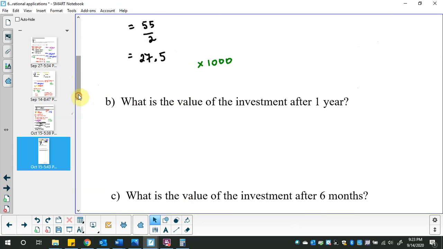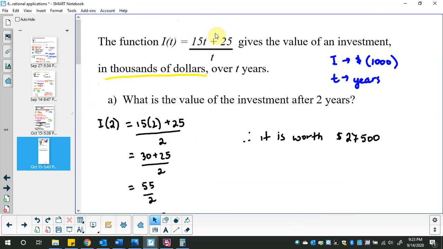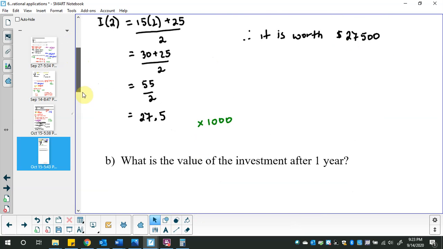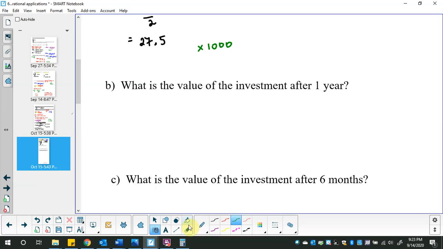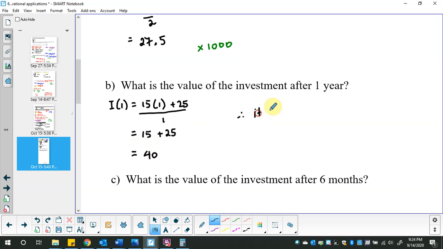So my original equation, 15t plus 25 over t. So I at 1 is equal to 15 times 1 plus 25 over 1. And I'm too lazy to continually put the 1, so that's 15 plus 25 over 1. So that's 40. And again, not $40. $40,000.